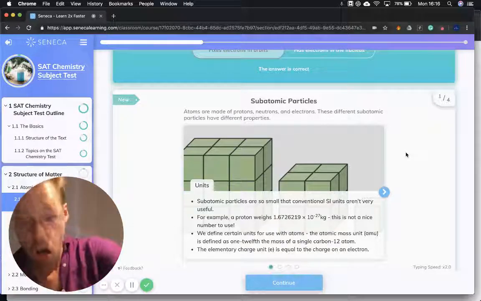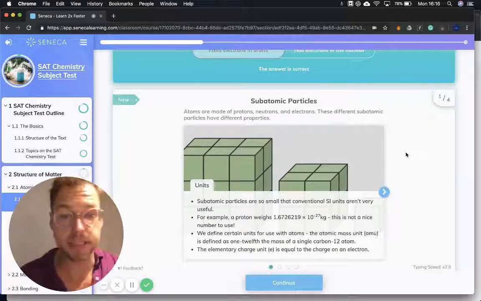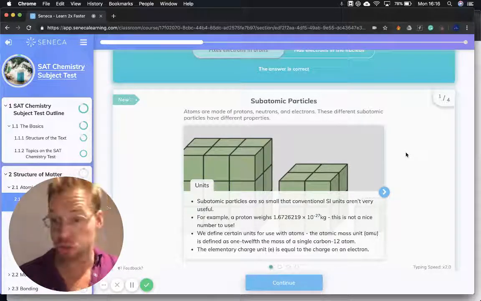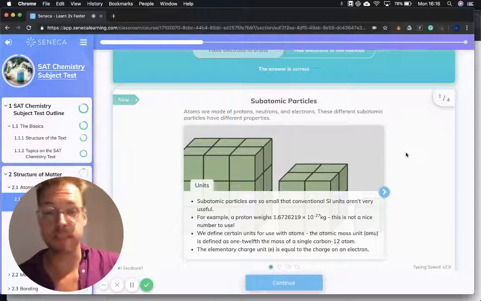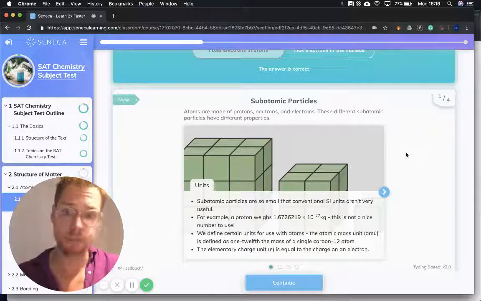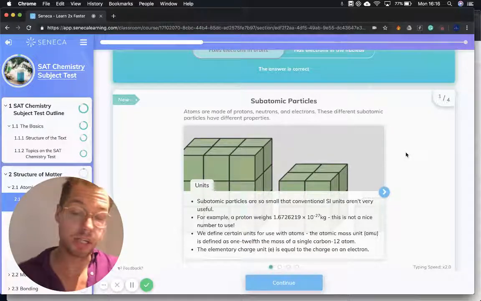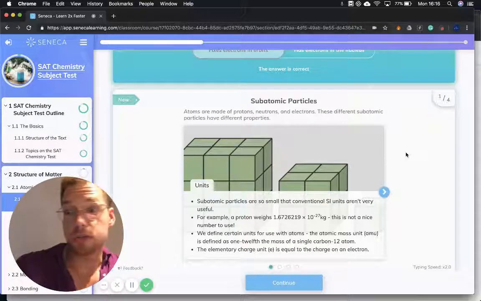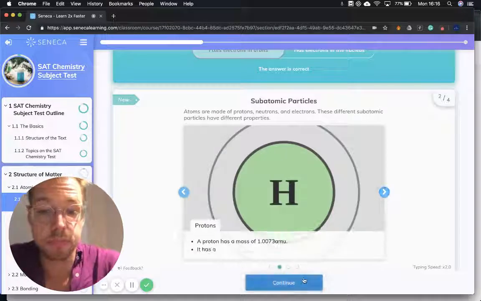So we use carbon. Carbon comes up a lot. And basically, we say the atomic mass unit, AMU, is defined as 1/12 the mass of a single carbon-12 atom. The elementary charge unit, e, is equal to the charge on an electron. The more you know.